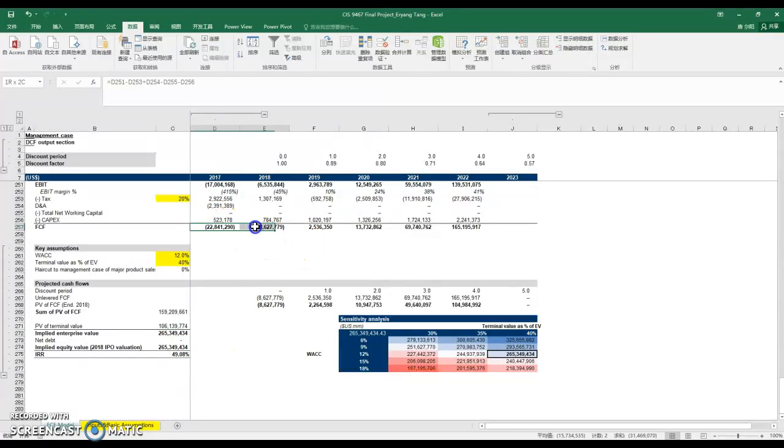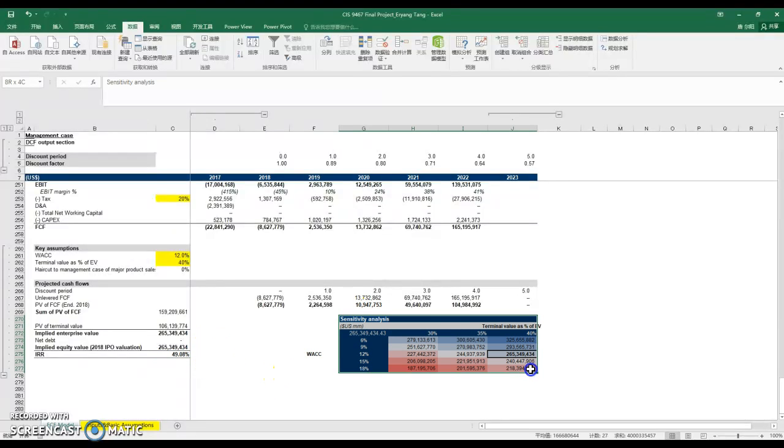Note that this company is actually experiencing a large amount of negative free cash flows in the first 2 years, but the valuation model is getting a pretty high IPO price, and the internal rate of return is also very, very astounding, as high as nearly 50%.